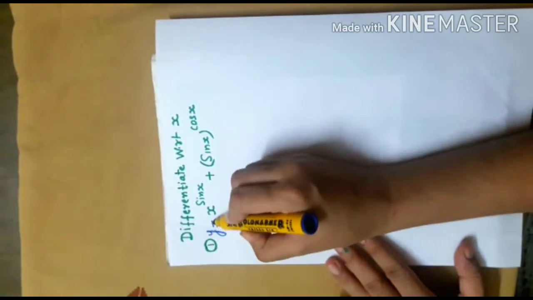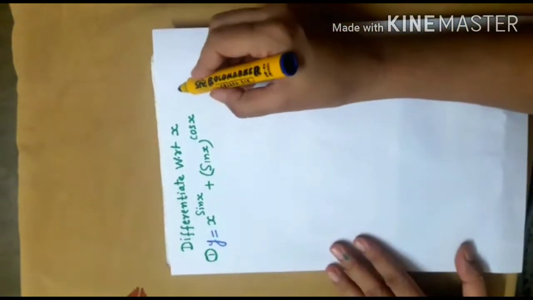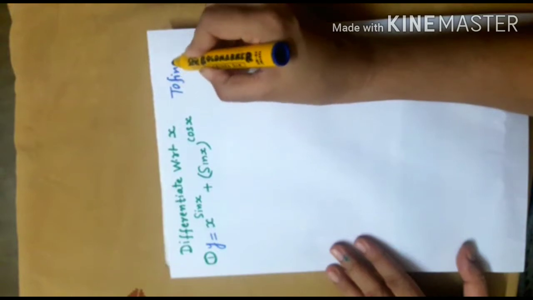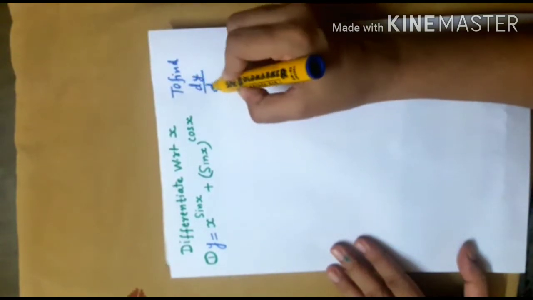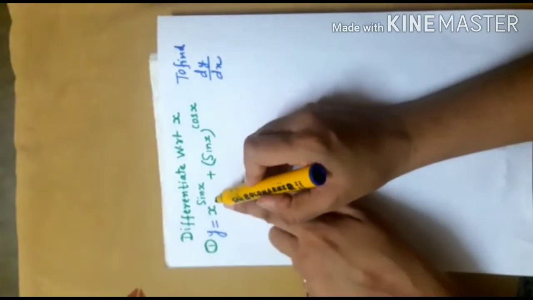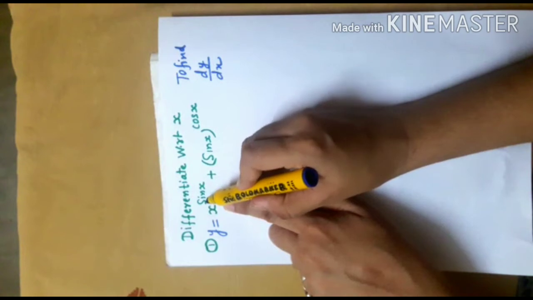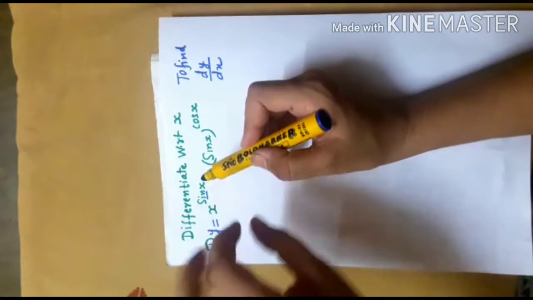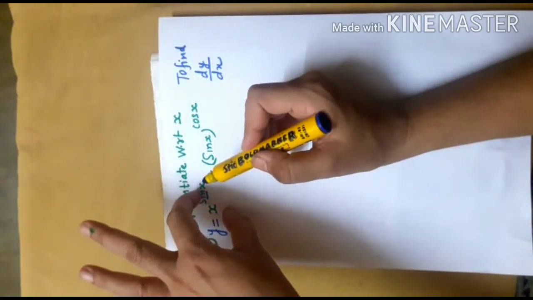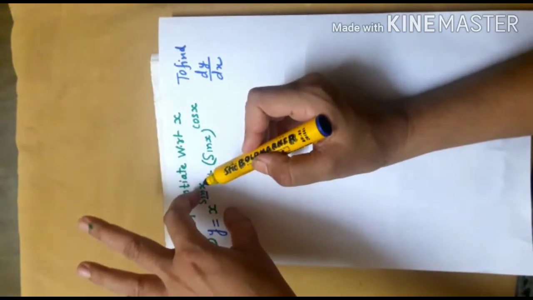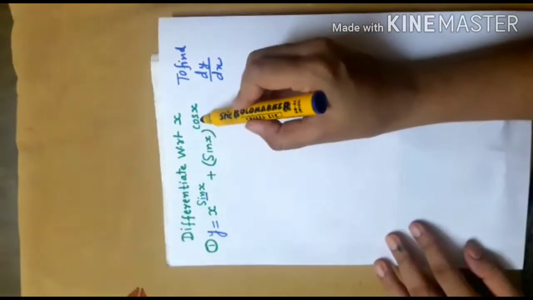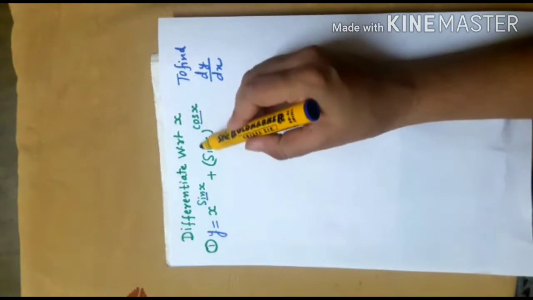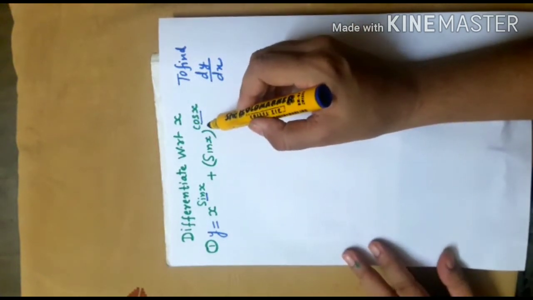Let's call this function y. So I need to find dy by dx, right? Now look here. In this function, the exponent is a variable. So in order to differentiate this, I need to use logarithmic differentiation. Similarly here, the exponent is a function. So here also I will have to use logarithmic differentiation.